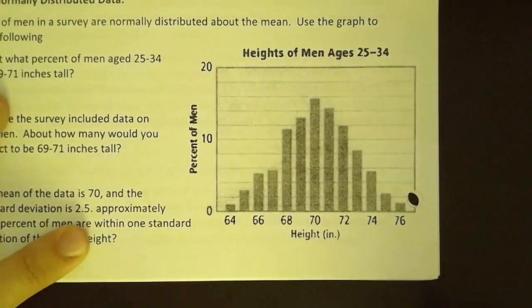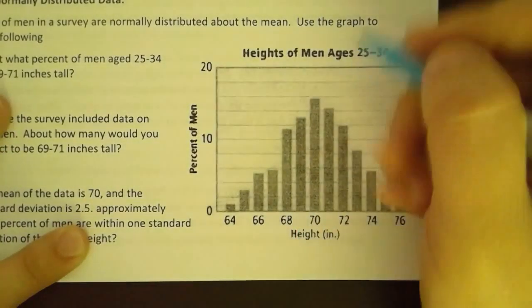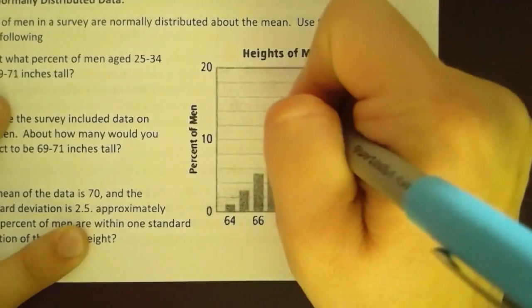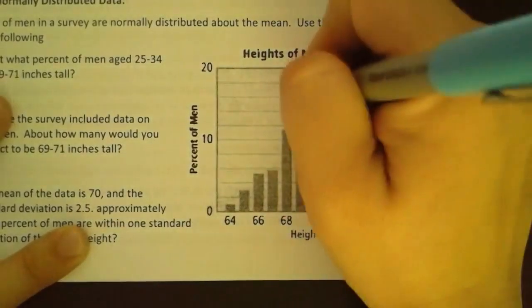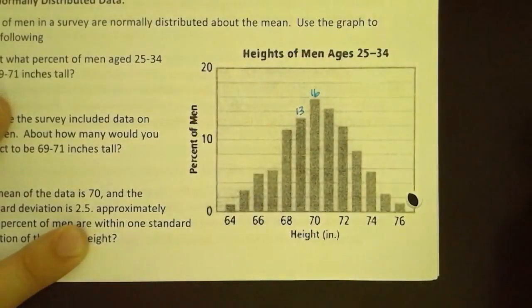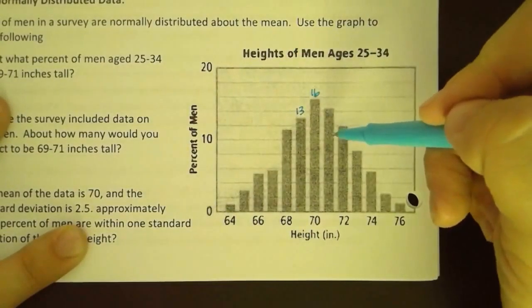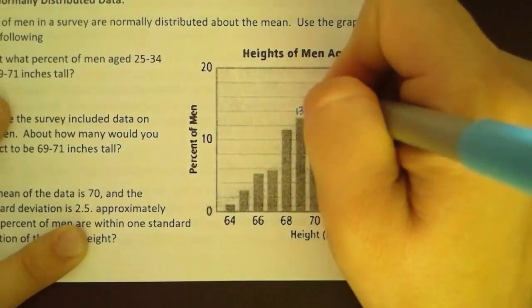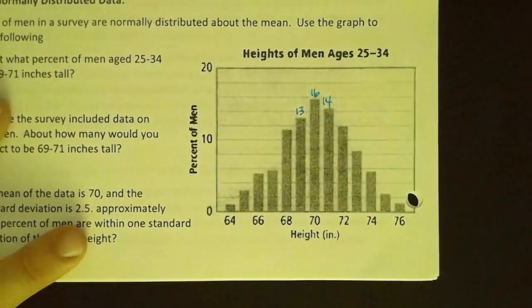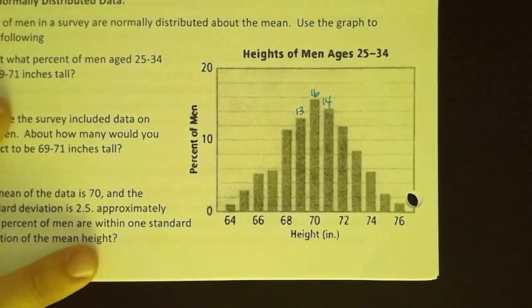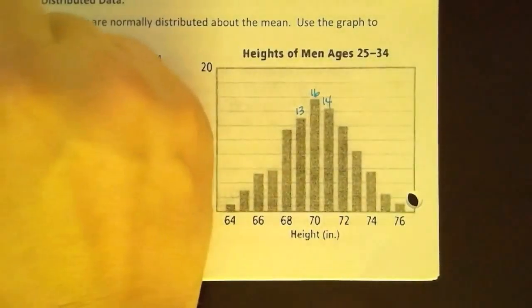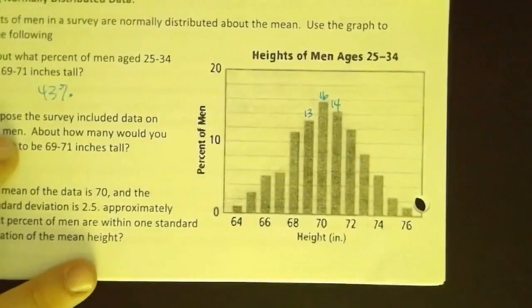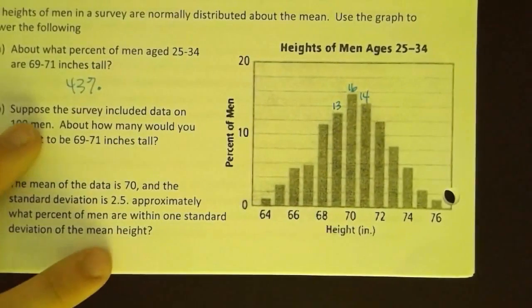What percent are between 69 and 70? Well, 69 is right here. How many people is that? 13. So that's 13. This one would be kind of in the 16 range. And this one would be 14. If you add all of those up, what do you get? So about 43% of men aged 25 through 34 are that tall.